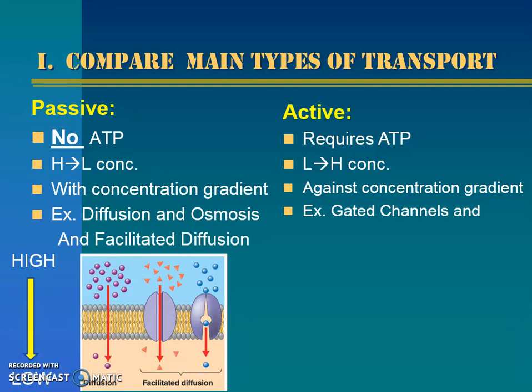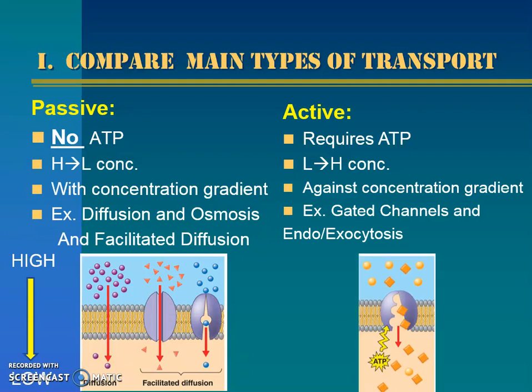Some of the examples we're going to be learning about here are gated channels and endo and exocytosis, which we'll learn about in the next couple of slides. But in general, we're always going from where there's less, look at these two blocks that are orange blocks, there's less, to where there's more of the orange blocks, which is the opposite direction that they naturally go, so it requires energy. Let's look at some examples.